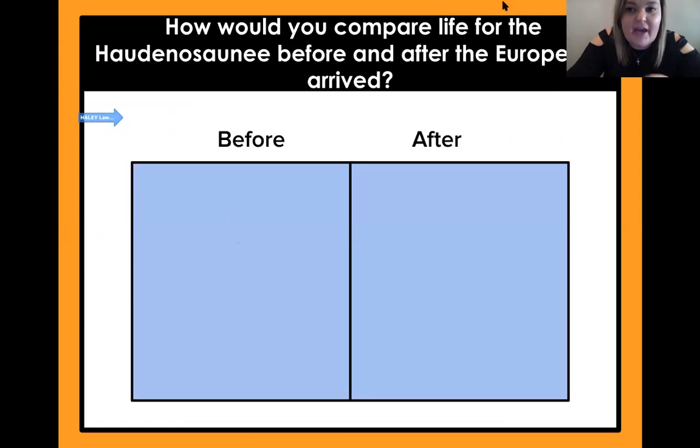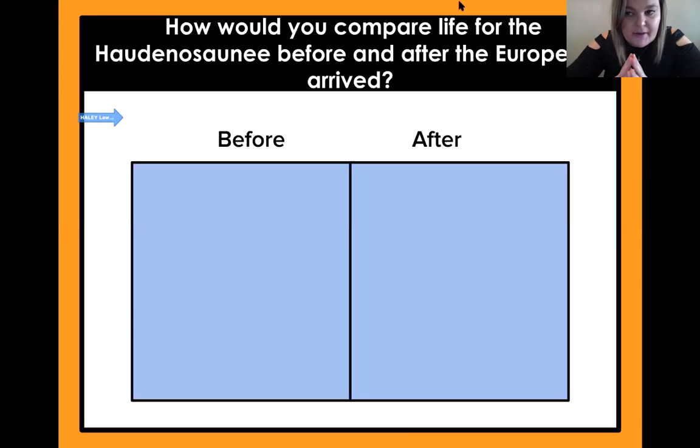Okay, so now we are going to figure out this question together. How would you compare life for the Haudenosaunee before the Europeans came and after? And this is why I started off the video talking with Kane and Lena about their life before I got them and after, because it's not similar to this, but when the Europeans came, it completely changed the life of the Haudenosaunee people. Just kind of like when I got Kane and Lena, it completely changed their life. But let's see if it was for the better for the Haudenosaunee people.